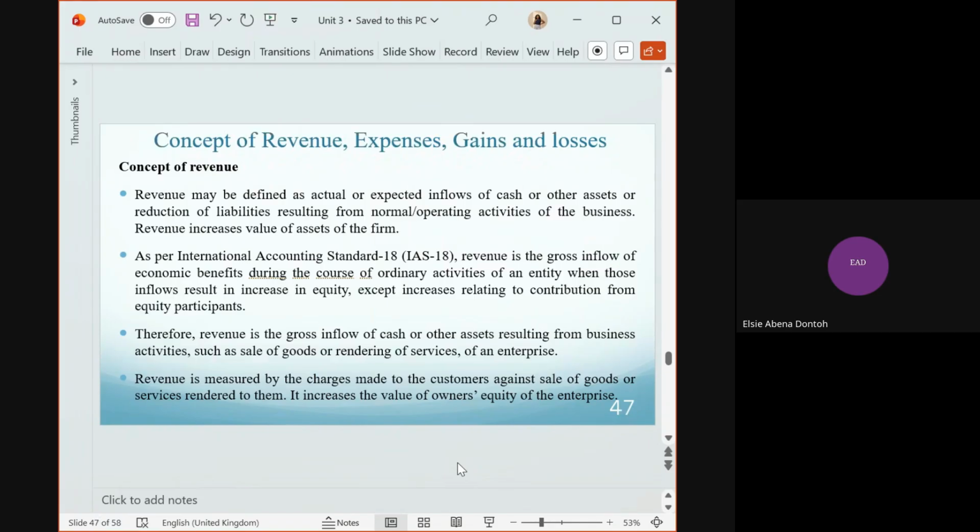Concept of revenue. Revenue is defined as actual or expected inflows of cash and other assets or reduction of liabilities resulting from normal or operating activities of the business. According to IAS 18, revenue is the gross inflow of economic benefit during the course of ordinary activities of an entity when those inflows result in increase in equity, except increases relating to contribution from equity participants.